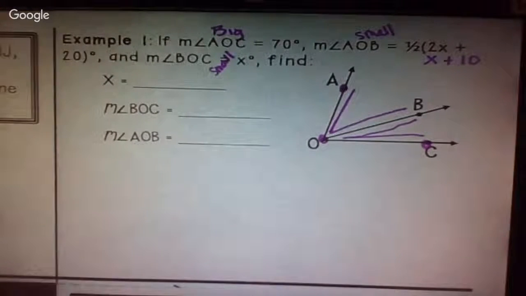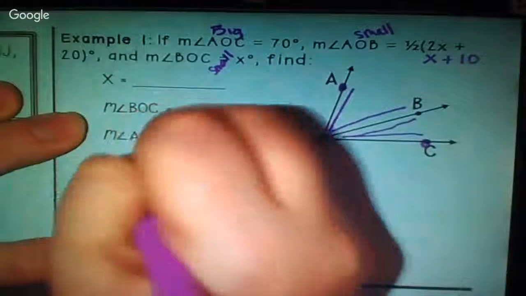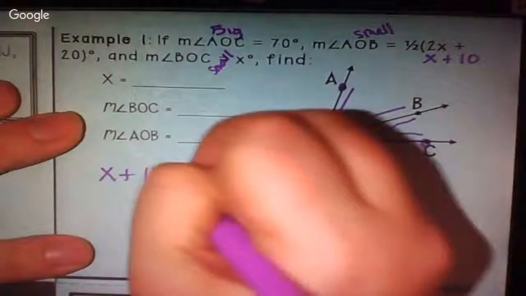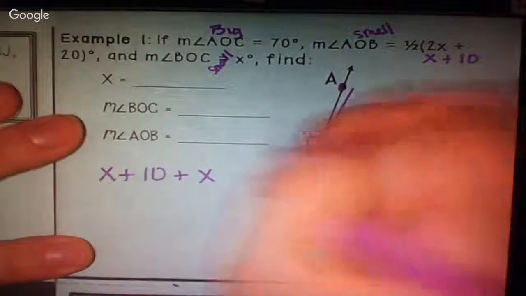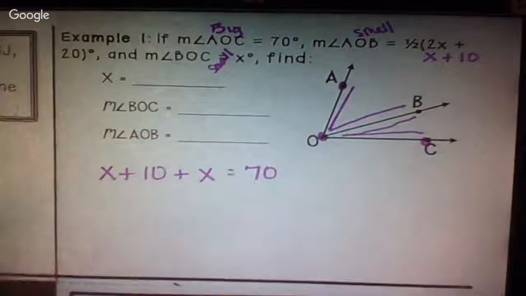So let's add our two smaller angles together and set it equal to our large. So we have x plus 10, which was my first small angle, plus x, which is my second small angle, should equal 70, which is my big angle. Everybody okay with that? Yes.